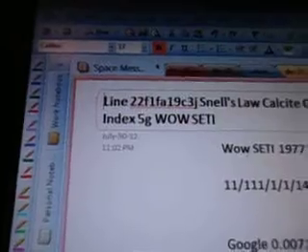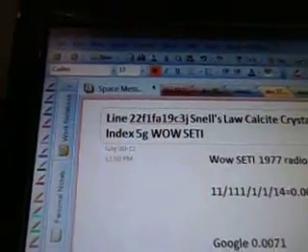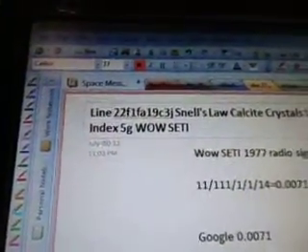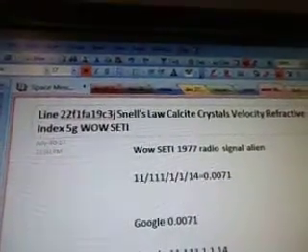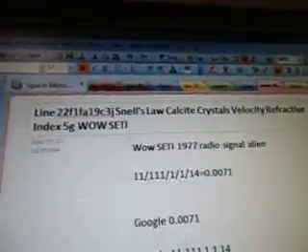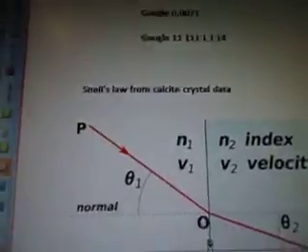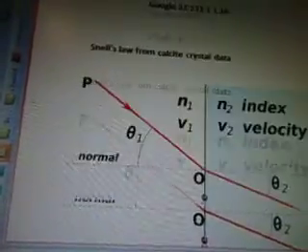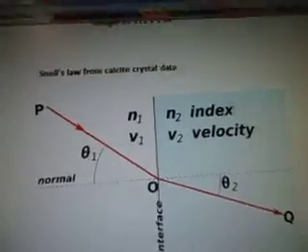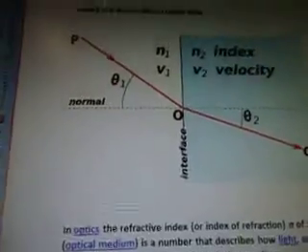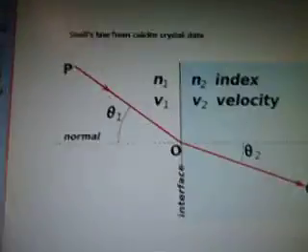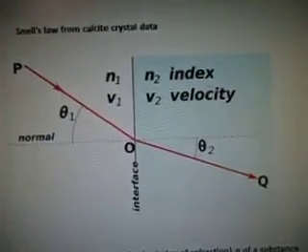So this is part 284C3J, so it's line 22f1fa19c3j. Snell's law, calcite crystals, velocity, refractive index, 5G, Wow Seti. There's the alien radio signal. So Snell's law from calcite crystal data talks about velocity and interface and normal, P and Q's.